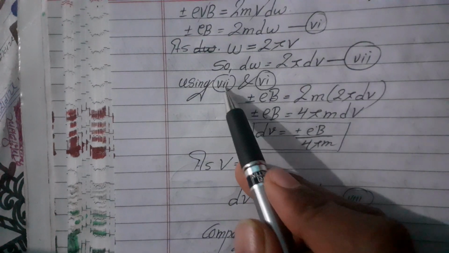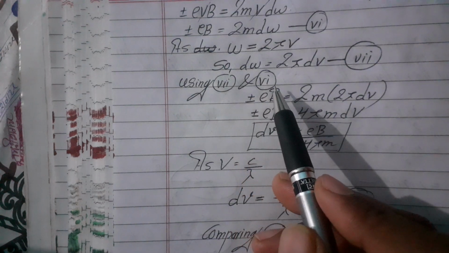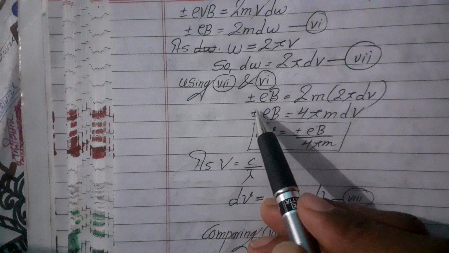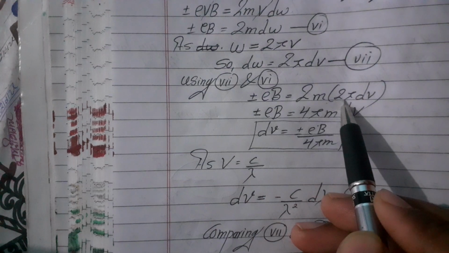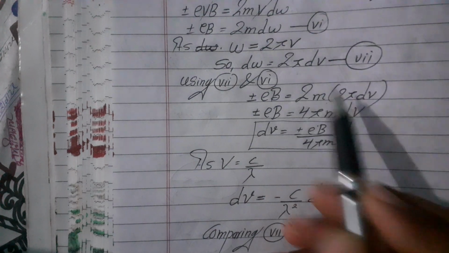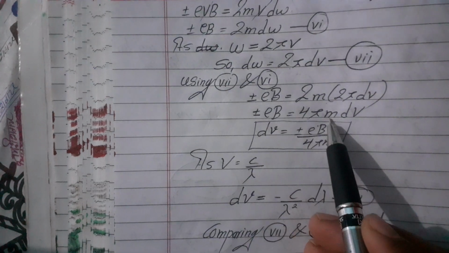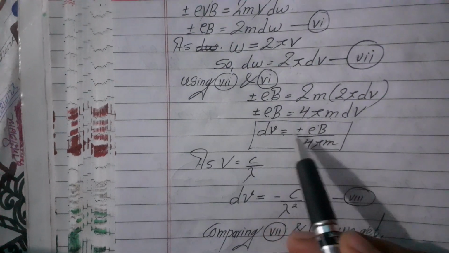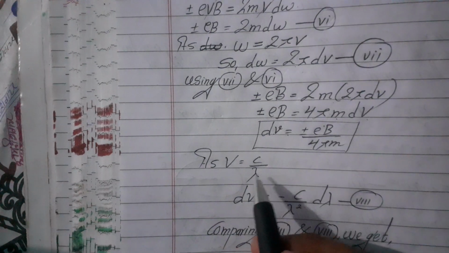Then from equations 7 and 6, we get this value. We replace d omega with this value, and then we get 4 pi m d nu. So d nu is equal to plus or minus eB by 4 pi m.